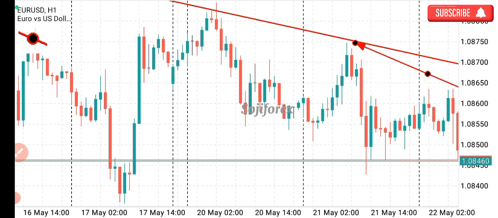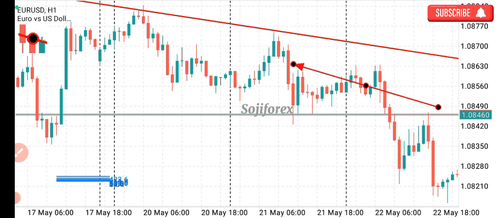And coming here, you can see we have another beautiful candlestick pattern, and then another entry here. It plays out.